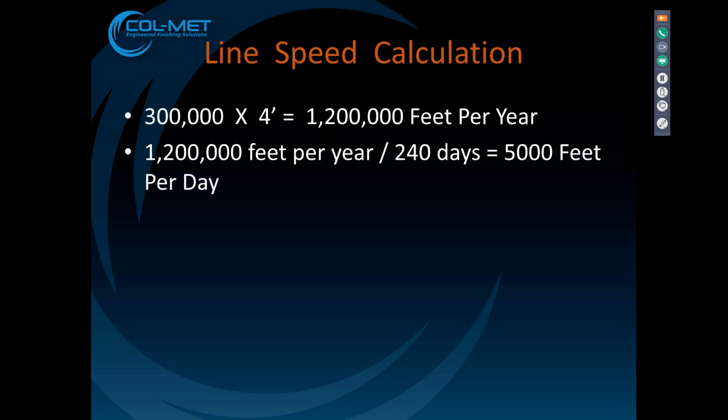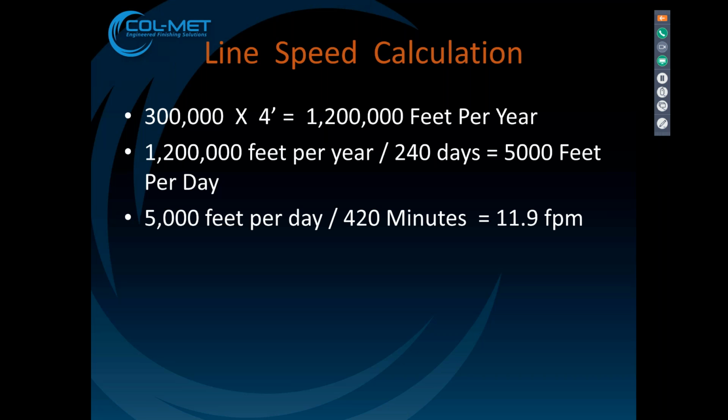Well, 1.2 million feet per year divided by 240 days, which is what they work a year, equals 5,000 feet of conveyor per day that these parts will take up. 5,000 feet is what we need to process the parts if it was a straight line conveyor. 5,000 feet per day divided by 420 minutes, which is one shift per day, is 11.9 feet per minute. So we have calculated that this line speed would be 12 feet per minute.